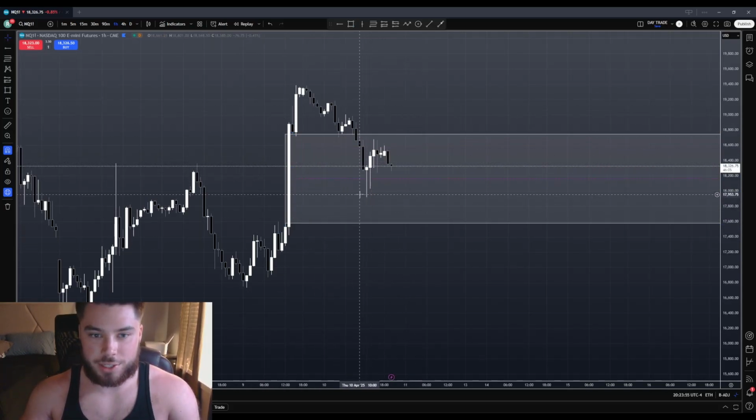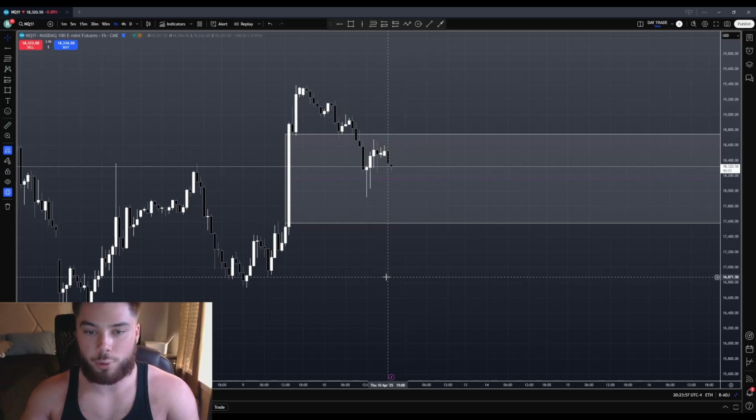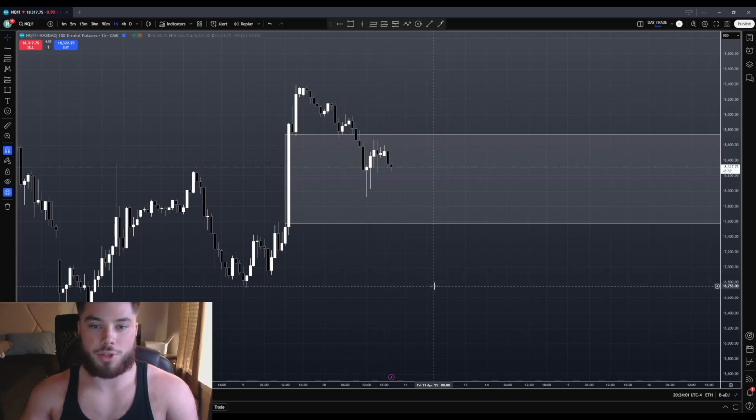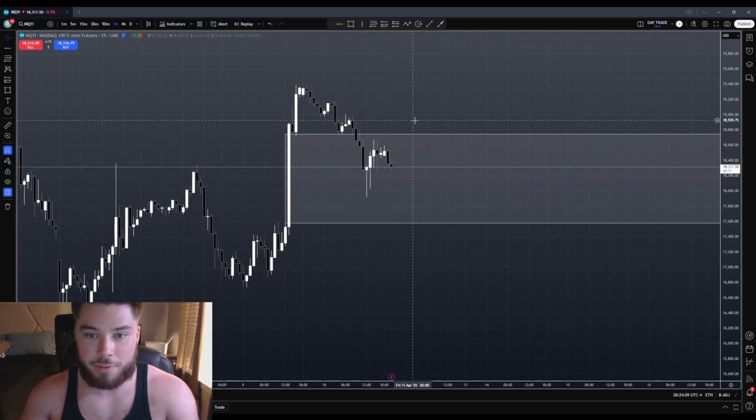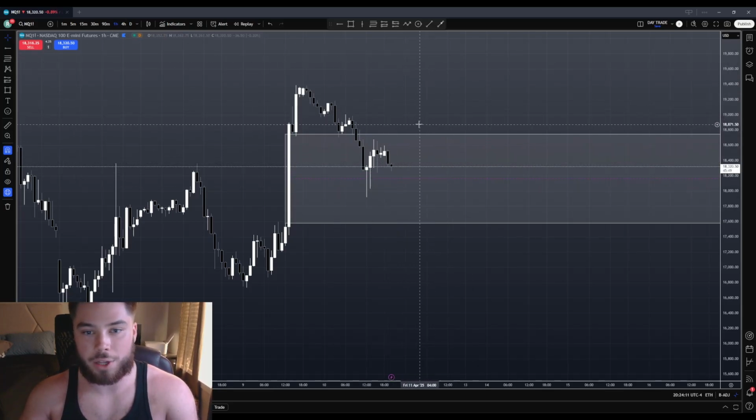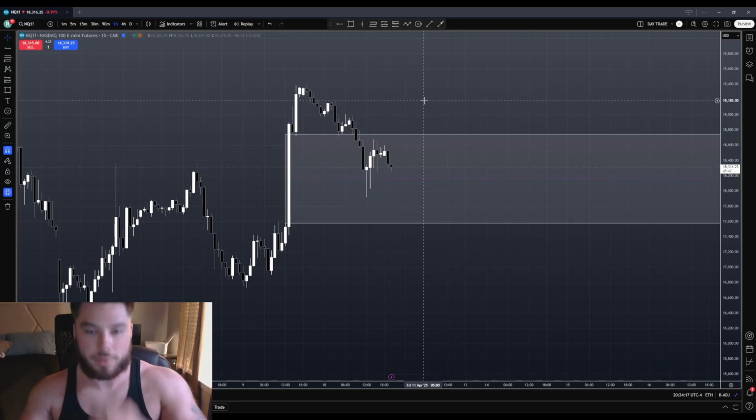I'm using this not necessarily as a confluence of entry, but more so as a draw on liquidity. So the market right now is currently rejecting after it tapped down into here. What I want to see is how price continues to react. If price comes above here and we get a strong, maybe an hourly closure above here, I would be pretty bullish into maybe taking these highs right here and placing a trade there. Not just that, but this is just an example.